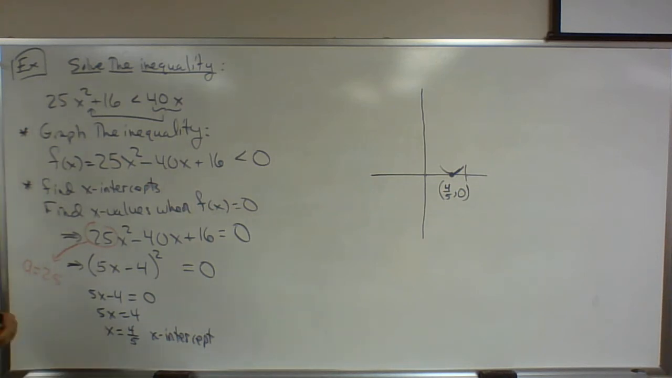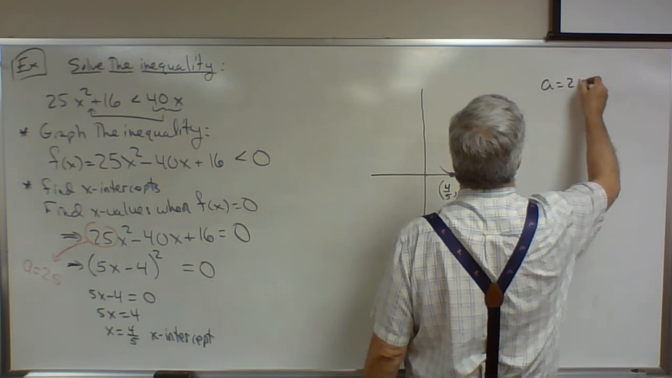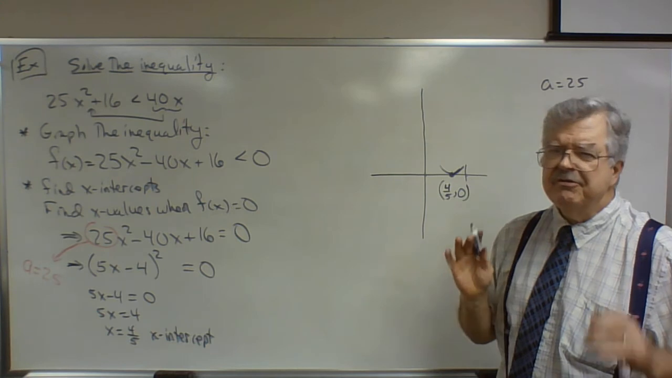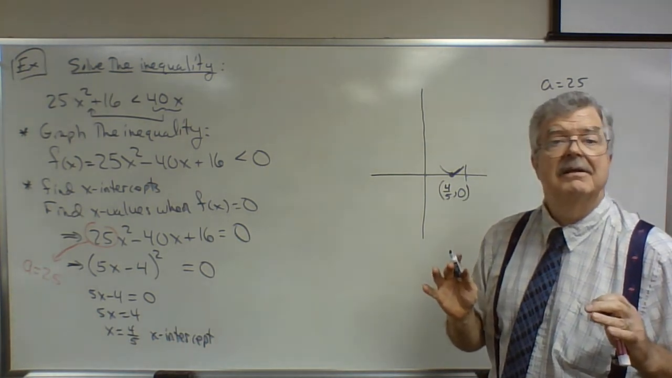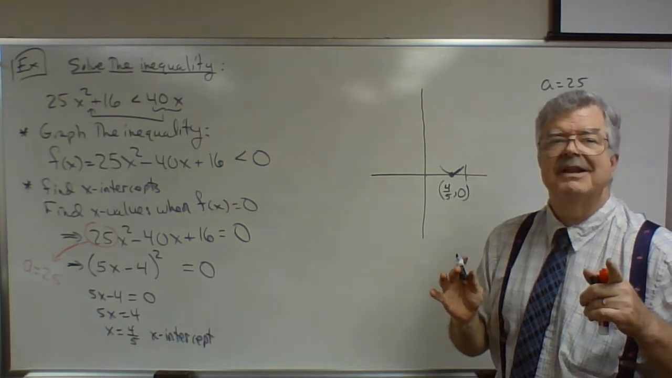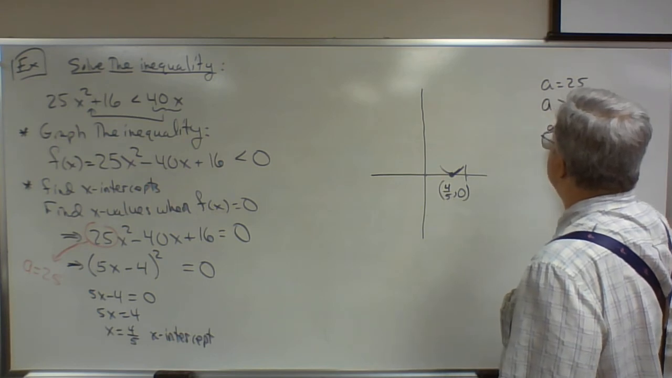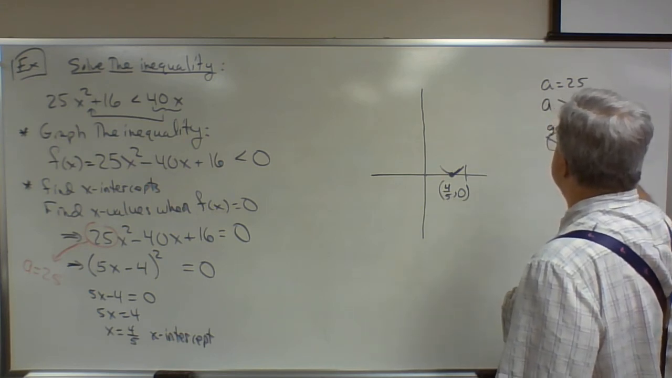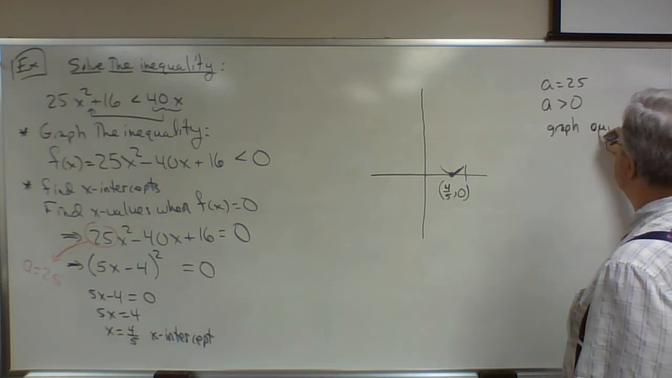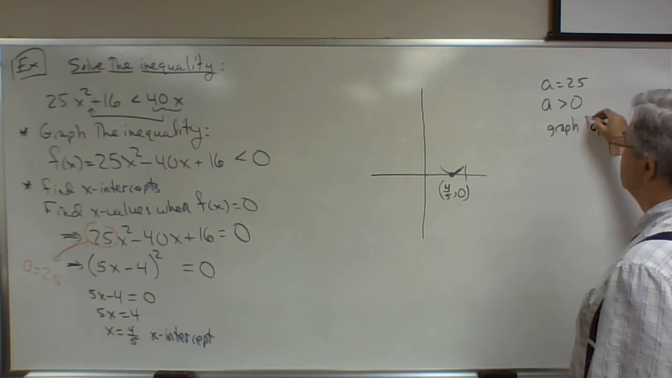A is 25. Now, what's significant about that? Just the fact that it's positive. So the graph opens upward.